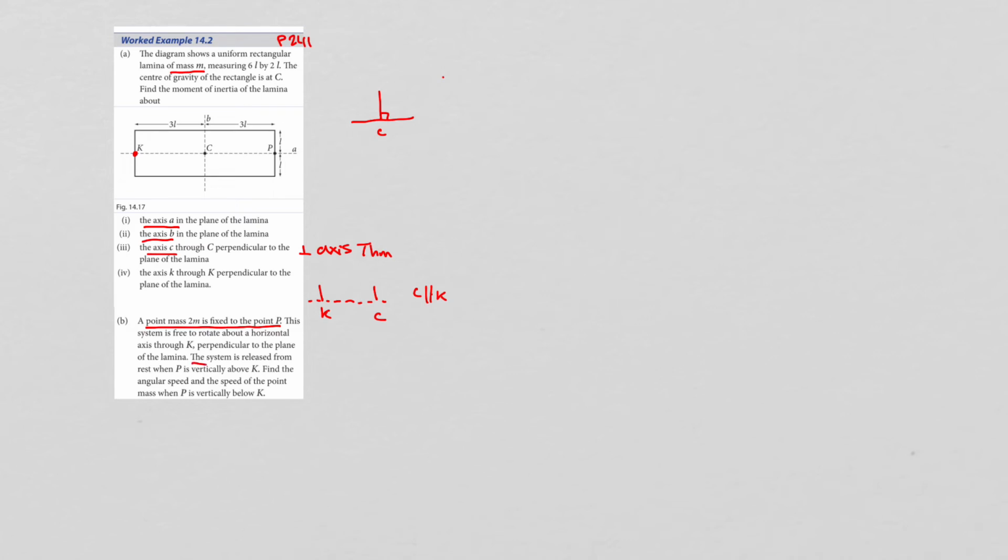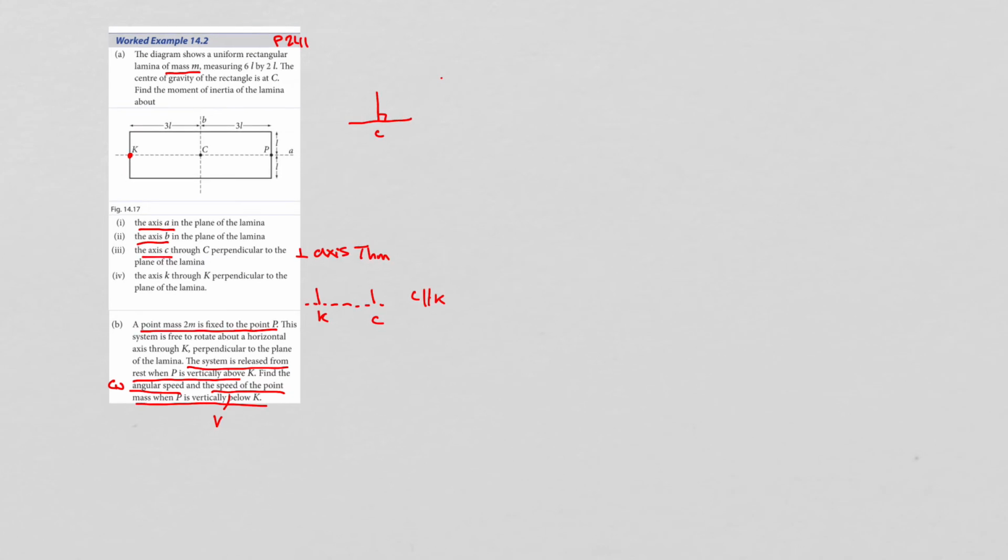So we're told the system is released from rest when P is vertically above K, and we have to find the angular speed and the speed of the point mass when it is vertically below K. So the angular speed is going to be omega, and the speed is our linear speed, which is V. Okay, so let's get the moment of inertia first of all.